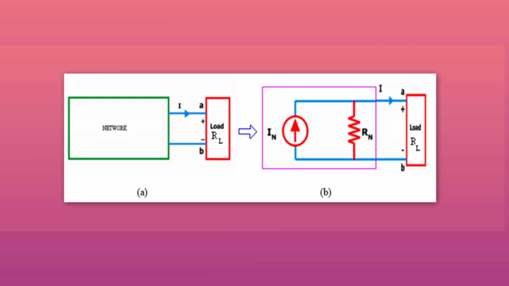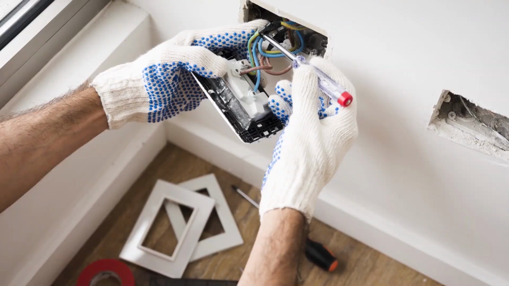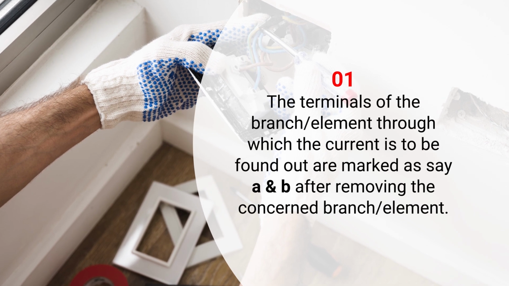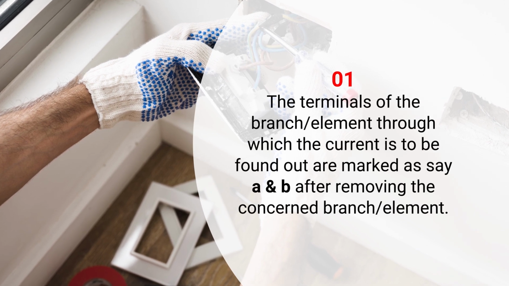Now there are different steps to find the value of the short circuit current, or you can say the Norton current, and there are steps for how you can calculate the Norton resistance. So the first step is what? The terminals of the branch or element through which the current is to be found are marked as, say, A and B, after removing the concerned branch or element. So this is the first step.